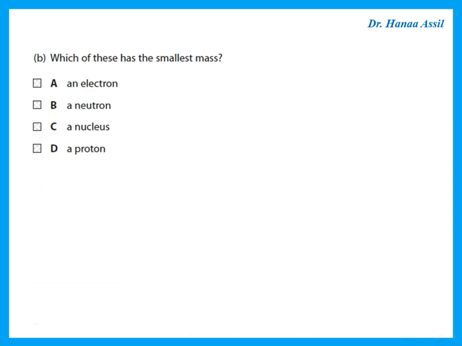Which of these has the smallest mass? You should know that in the atom, the electron has the smallest mass. We say that the mass of an electron is about 1/1840 or 1/2000, while the proton and neutron are given a mass of 1.